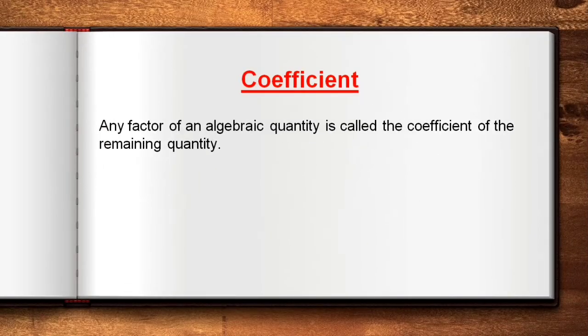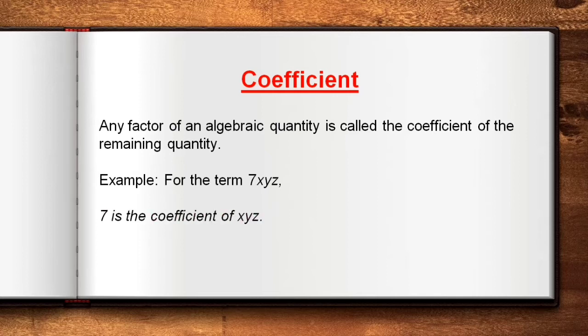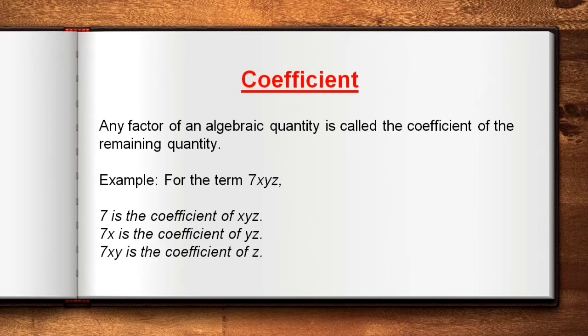Coefficient. Any factor of an algebraic quantity is called the coefficient of the remaining part of it. For example, for the term 7xyz, 7 is the coefficient of xyz. 7x is the coefficient of yz. 7xy is the coefficient of z, and so on.